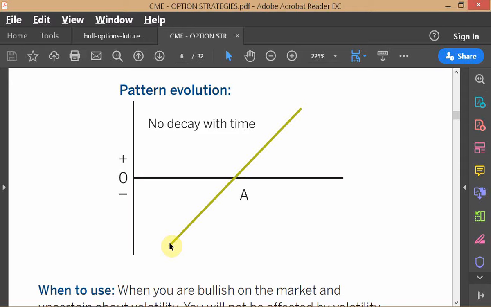You can test it for yourself. I'm just trying to save myself that time. But you will see that if you take a spot equity position, or even if you take a futures position, not accounting for time value of money and funding costs and all that, if you draw a simple payoff profile, you will get this kind of line. Is everyone clear? Are you following?